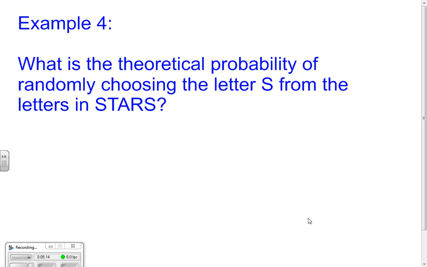Number 4, the theoretical probability of randomly choosing the letter S from the letters in stars. So I want S's over totals. There are 2 S's, 5 letters total, which makes a probability of 2 over 5.